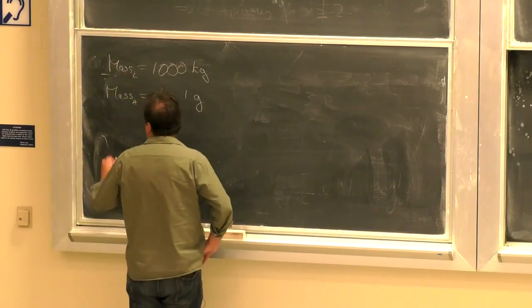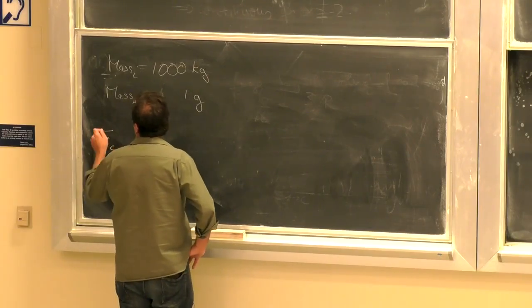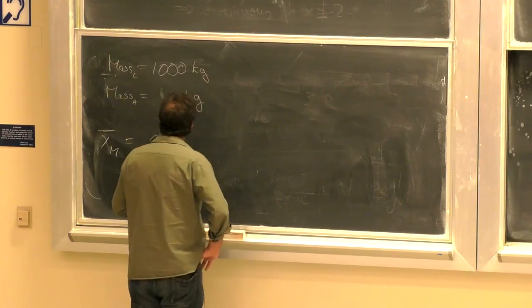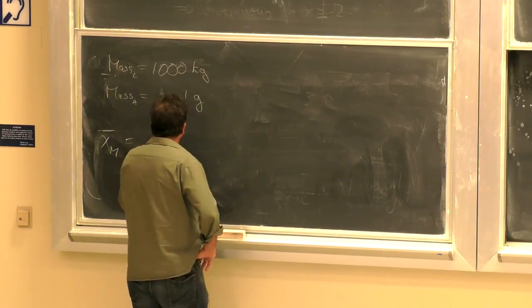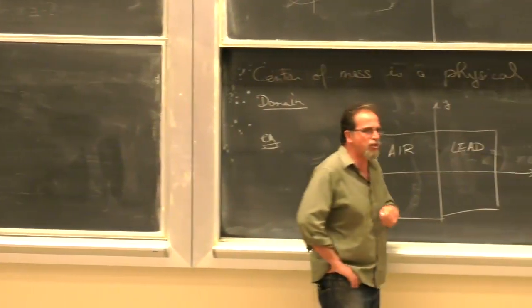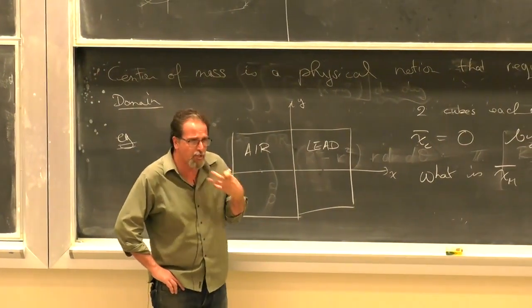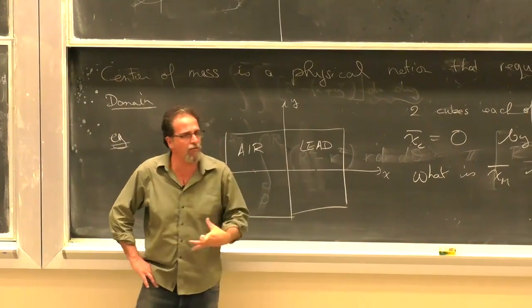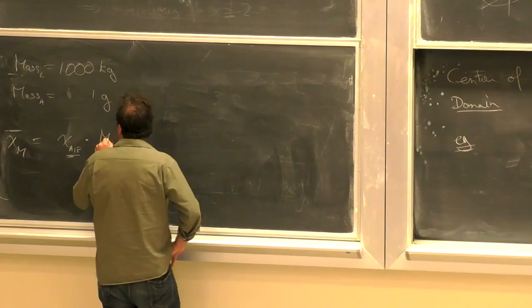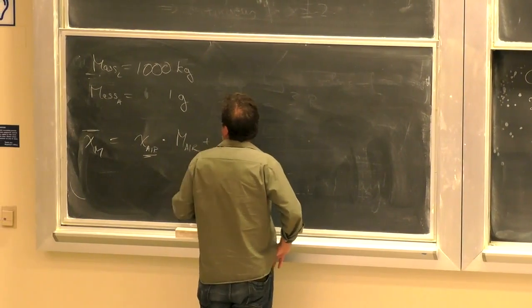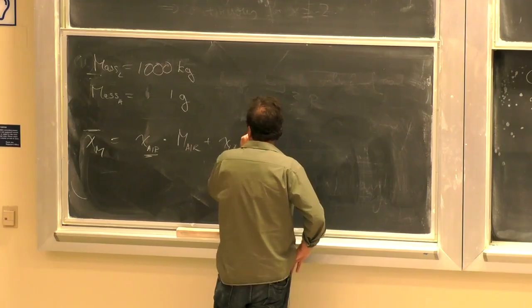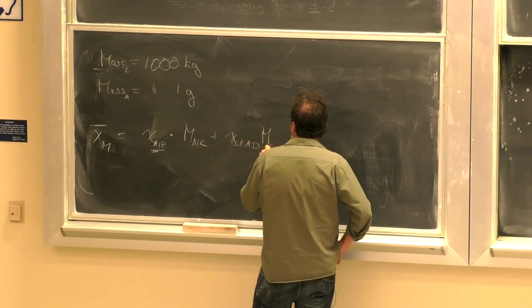So we define the x component of the center of mass as equal to the x location of the air, by which I mean the center of this cube of air, where I'm considering it a homogeneous medium. It's only air in there. That's multiplied by the mass of the air, plus the x center of the lead multiplied by the mass of the lead.